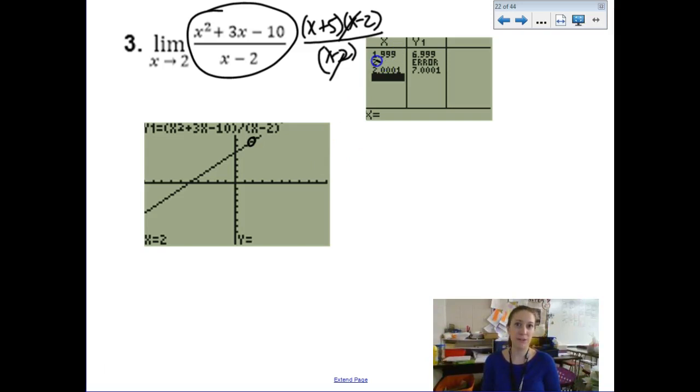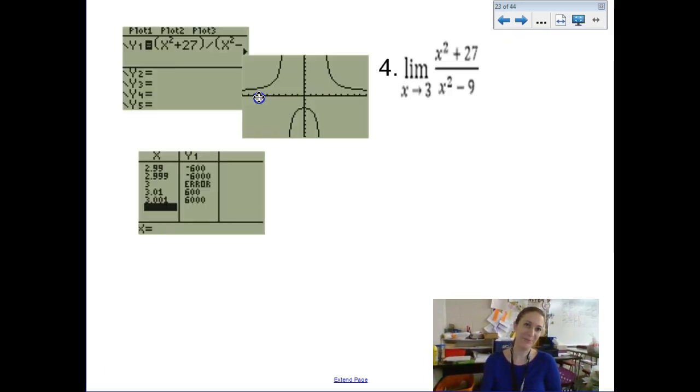But look what happens on your calculator when you try the table. It gives you an error because it's not defined at the value for 2. So they tried, and remember this is two-sided this time, so they have to try numbers both to the left and to the right, and it seems to be approaching 7. So that is our limit. 7. All right, here we have another set of discontinuities.